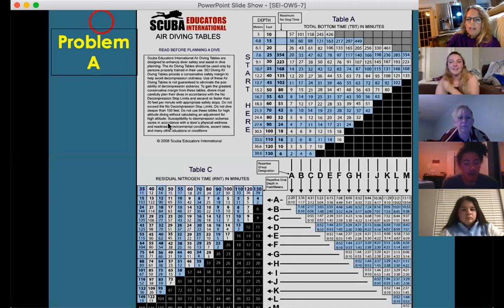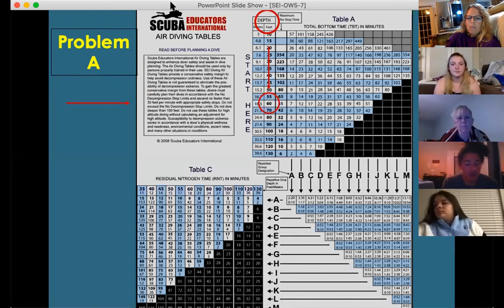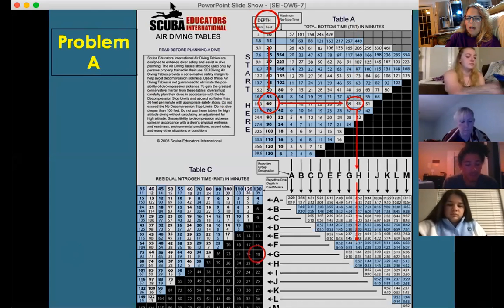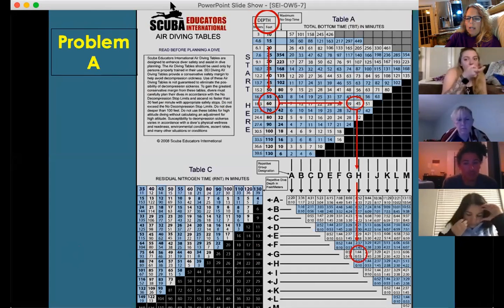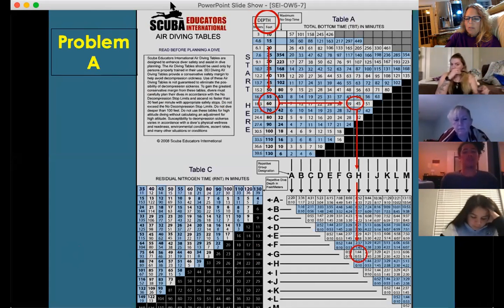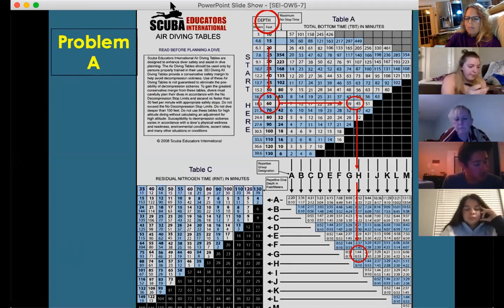Okay, so as Maureen was saying, 60 for 40, so there's no 40, so we round up to 45. We follow that down, we're an H diver. We stay out for 1 hour, and if you look, it's between the 53 and the 1:44, because how many minutes is 1 hour?